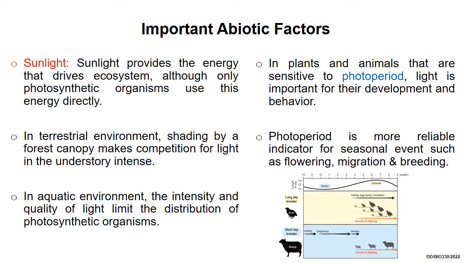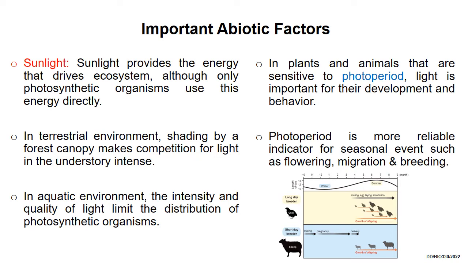So what is photoperiod? We can define photoperiod as the period of time each day during which an organism receives illumination, or light, or in other words, the length of the day. And this photoperiod is a more reliable indicator for seasonal events such as flowering, time to migrate to another area or region, as well as breeding.